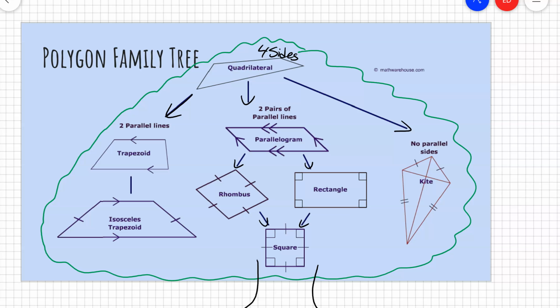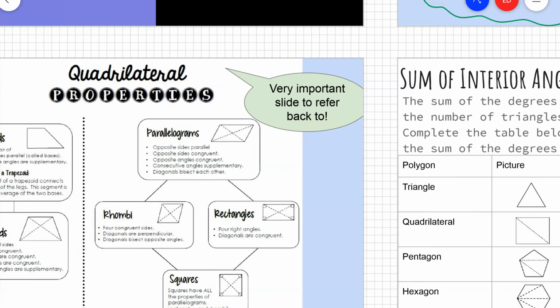Same thing with an isosceles trapezoid. It is a trapezoid, and is also a quadrilateral. So you would keep going back up in that direction. We're not really going to talk about kites this year, but there are properties to kites, and you would be able to find different lengths using the properties of kites.